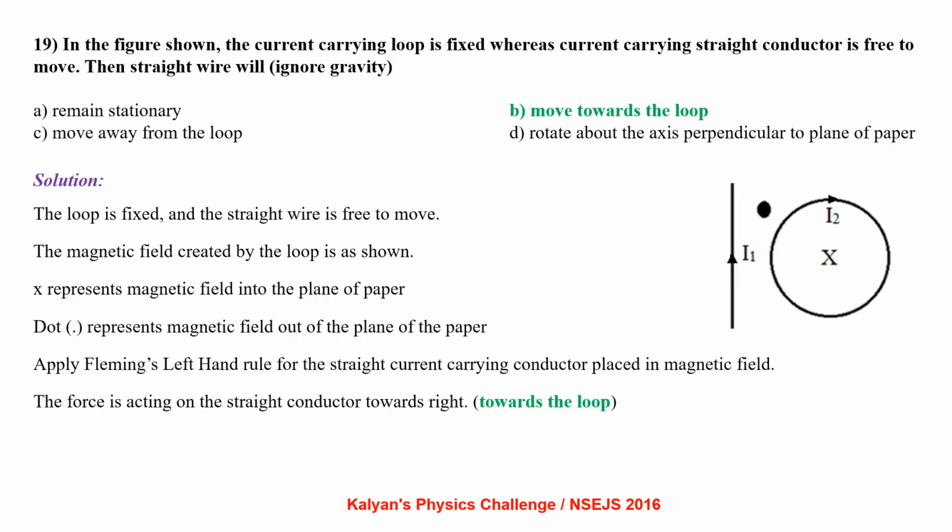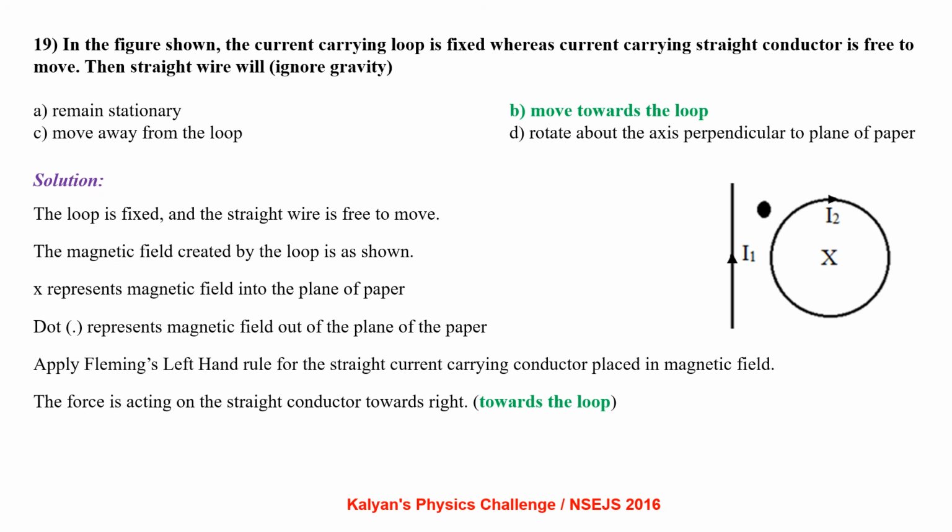In the figure shown, the current carrying loop is fixed whereas the current carrying straight conductor is free to move. Then the straight wire will remain stationary, move towards the loop, move away from the loop, or rotate about the axis perpendicular to the plane of the paper?